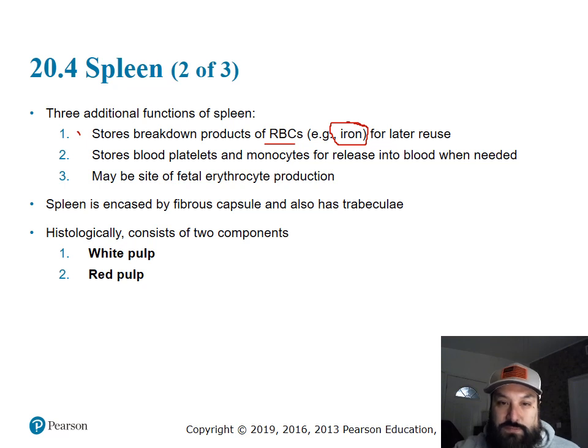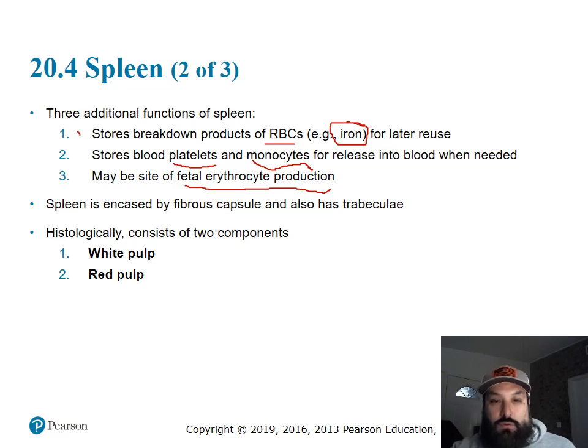We also store platelets in the spleen, and monocytes. Okay, monocytes are a white blood cell, right? Monocytes. And it's also a place where we have erythrocyte production in the fetus. It's actually where we make red blood cells in the fetus itself.